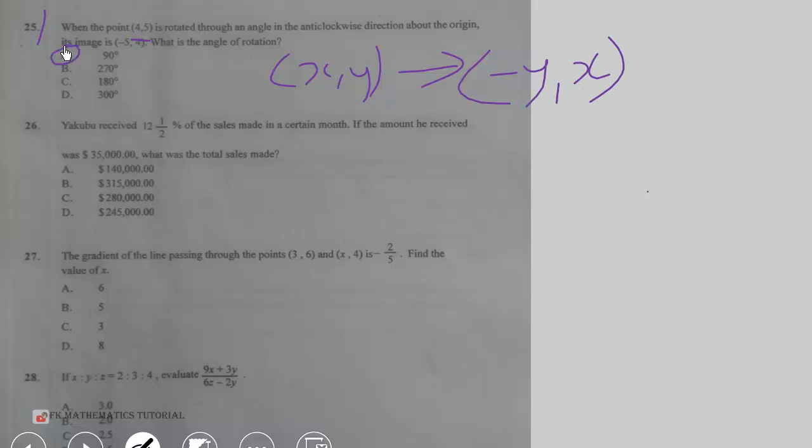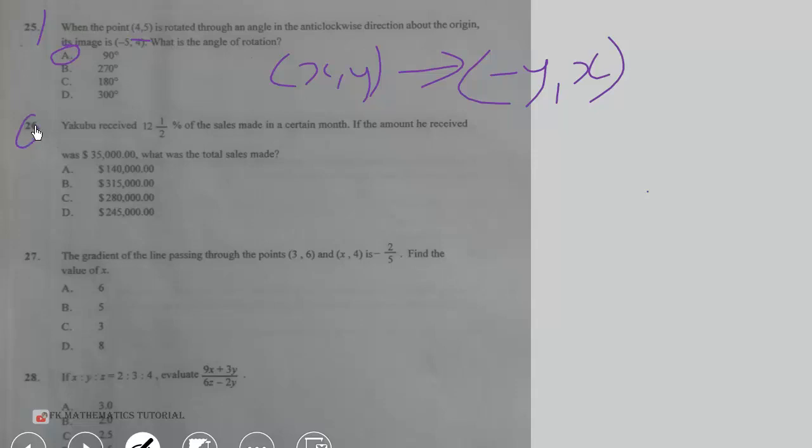We have question number 25 here. When the point (4,5) is rotated through an angle in the anti-clockwise direction about the origin, its image is (-5,4). What is the angle of rotation? So (x,y) is mapped onto (-y,x). This is a 90 degrees anti-clockwise rotation. So the correct answer is A.